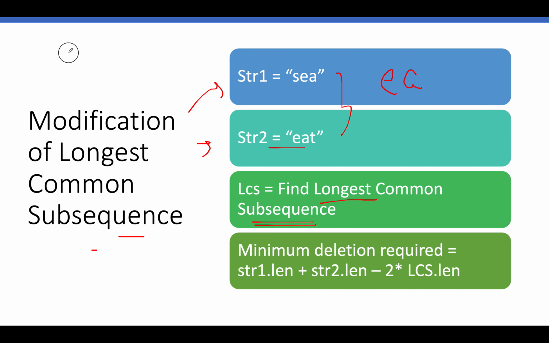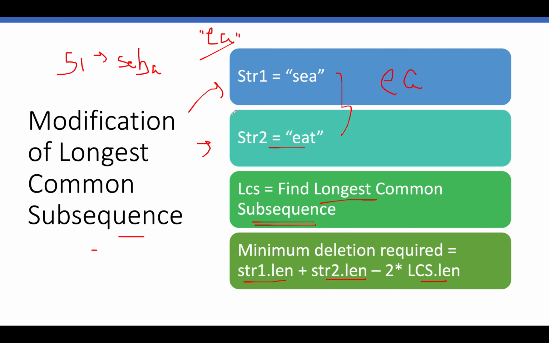Had the first string been s1 equals "seba" and the second string "eat", the longest common subsequence would have been "ea" itself, because we are interested in subsequence, not substring. Once we have that value, we'll use the formula: minimum deletions required equals length of string 1 plus length of string 2 minus 2 times the length of the longest common subsequence.